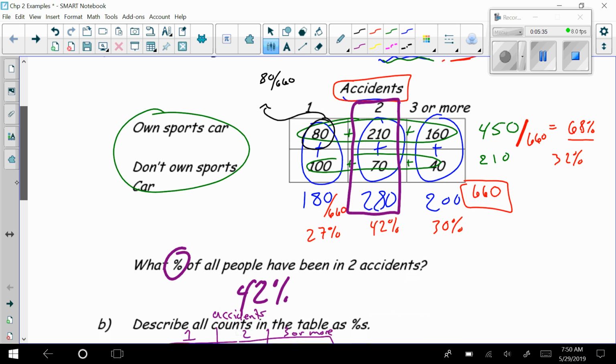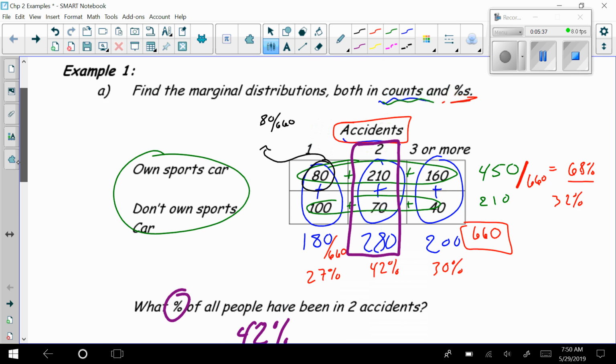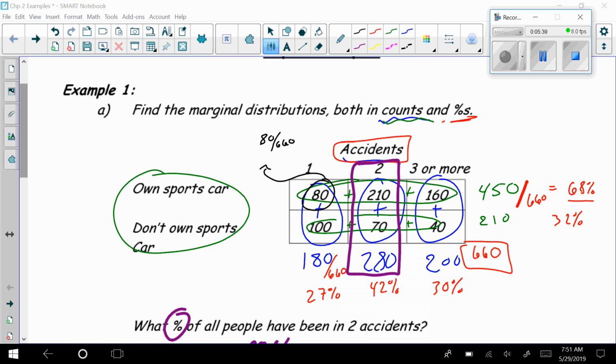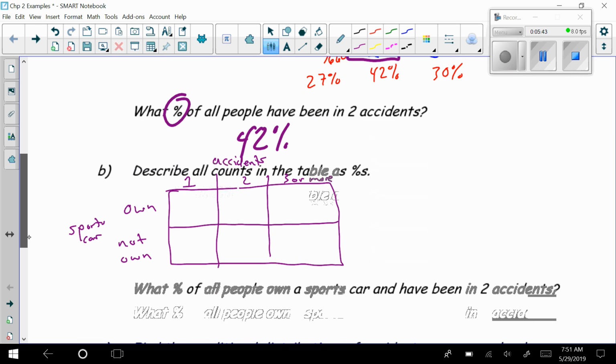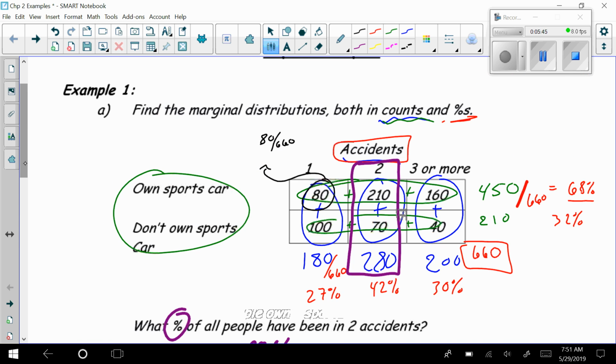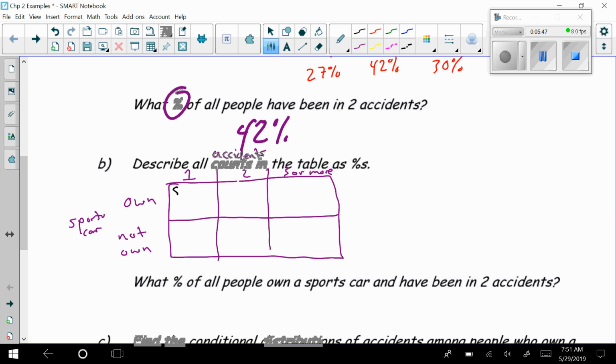These are probabilities that have two conditions. You own a sports car and you've been in one accident. So in here, I'll write out the first one. That's 80 divided by 660, which comes out to be 12%. And I'm just doing that through the rest. Now would be a great time to pause the video and fill in the rest. Okay, now that you've had a chance to fill in the rest, I think I will do the same.